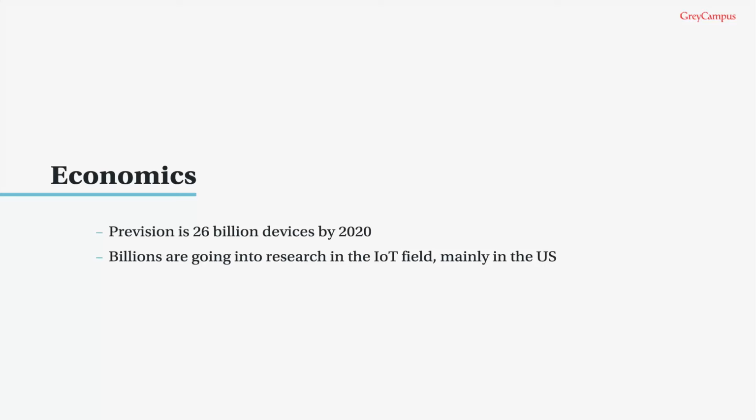In terms of economics, well, the projection is 26 billion devices by 2020. So that's really huge. So there will actually be many more devices than humans on Earth. And also billions of dollars are going into research in the IoT field, mainly in the US, but also in Europe and in Asia. You have a lot of research going into this field.